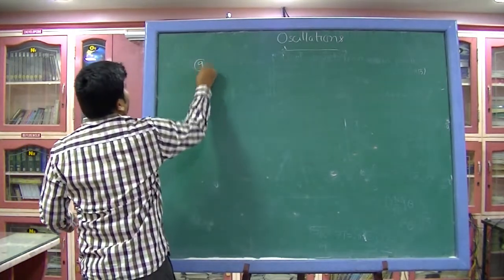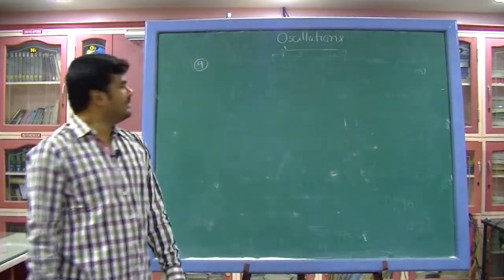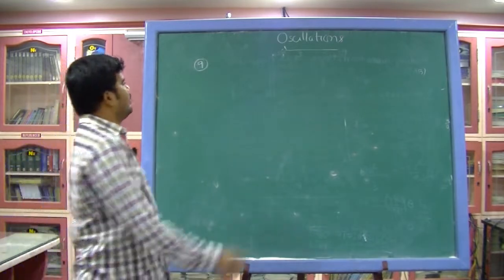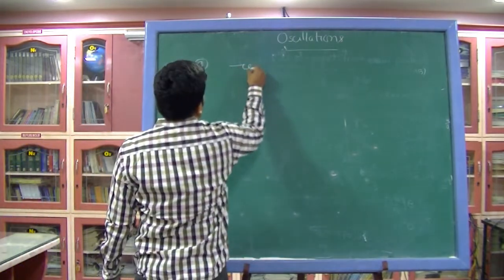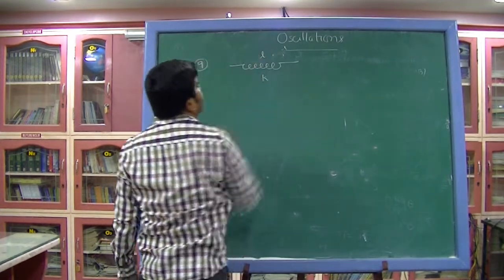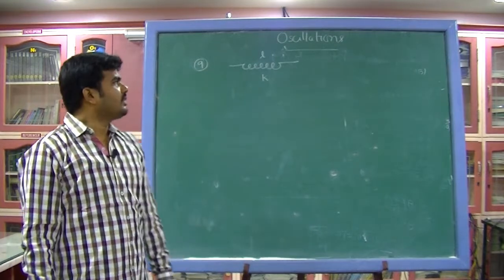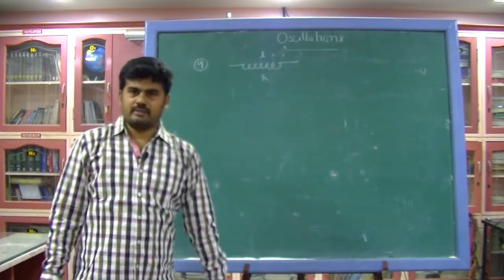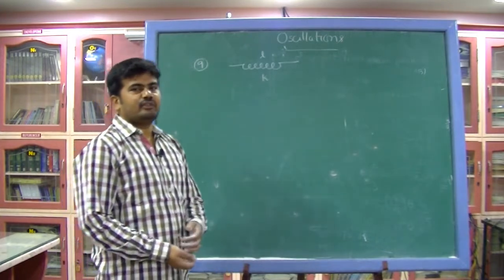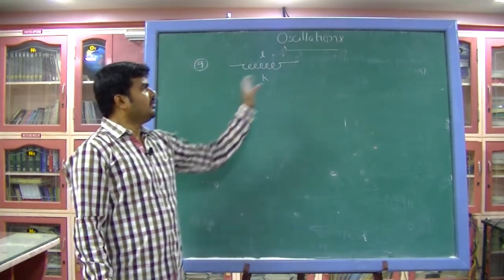Question number 9. This question is about the spring. So, the question is: a spring of spring constant K and length L is cut into n equal parts. Then find the spring constant of each part that is obtained.